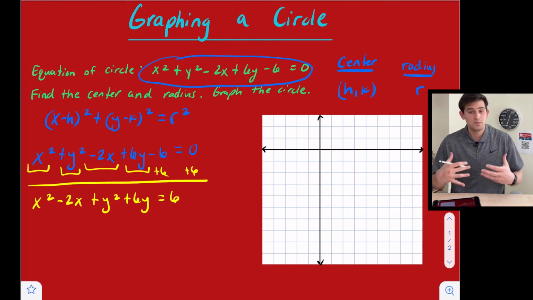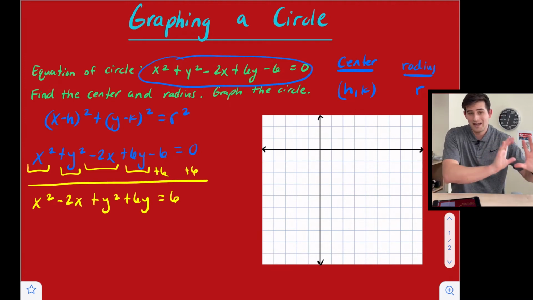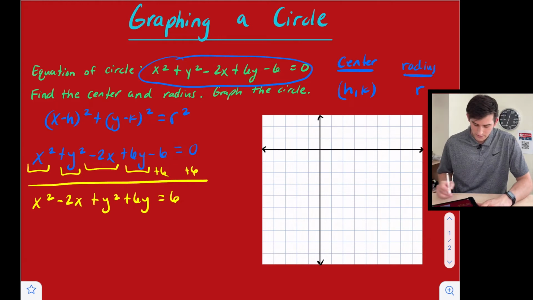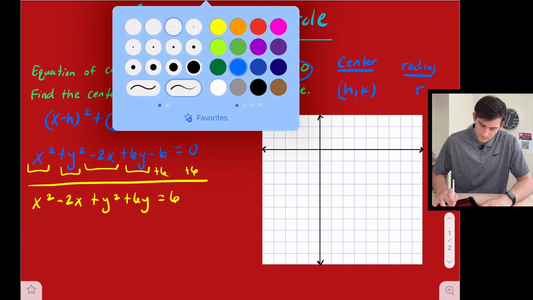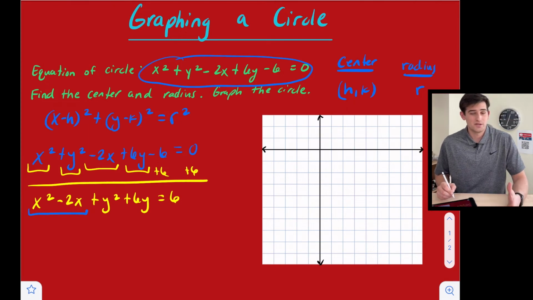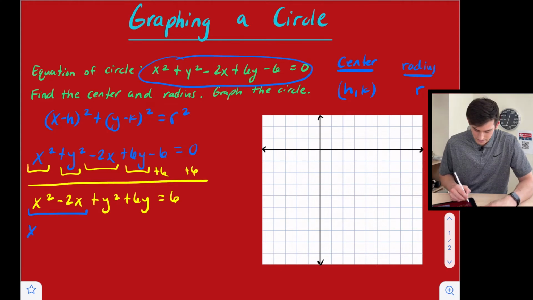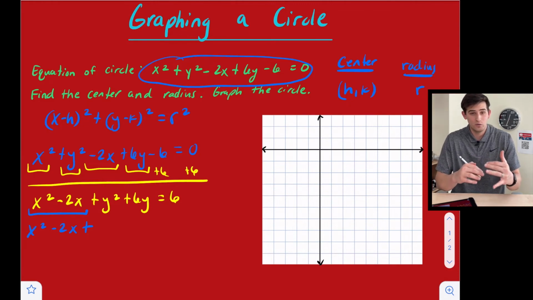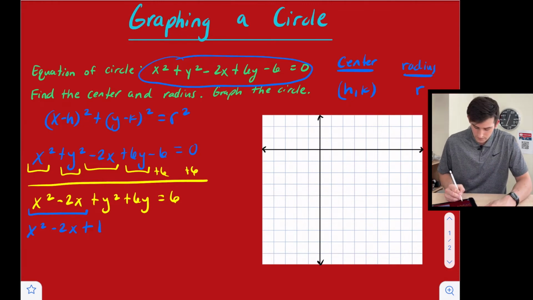Now we're going to use the process of completing the square, and we're going to do it twice. We're going to complete the square for our x terms, and we're going to complete the square for our y terms. So if we complete the square with the x terms, we look at x squared minus 2x. Remember, to complete the square, we want to take b divided by 2 and then square the result. So this is going to be x squared minus 2x plus, well, b right now is negative 2, divided by 2 is negative 1. Negative 1 squared is 1, okay?